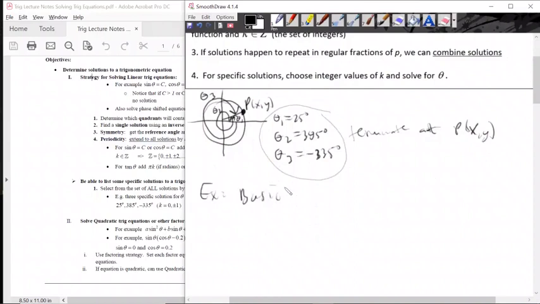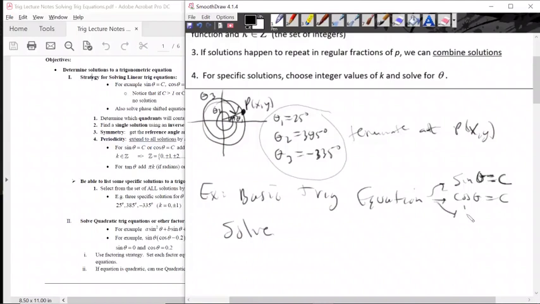Okay, just a basic trigonometric equation. And by basic trigonometric equation, I'm going to mean something like the sine of theta is equal to c, where c is just representing a constant, so some number, or cosine of theta is equal to a number, or tangent of theta is equal to a number.